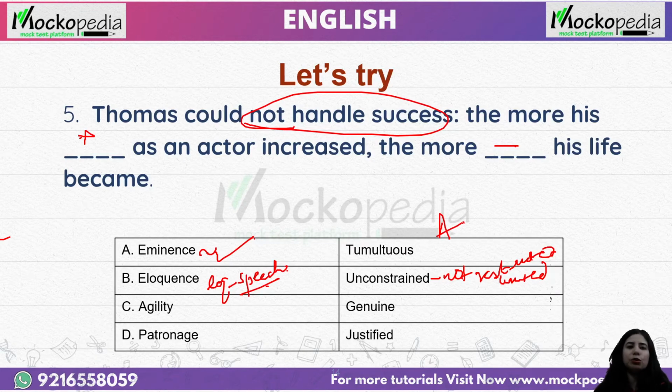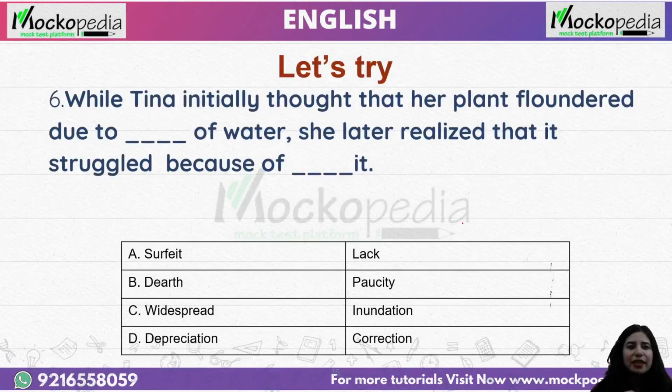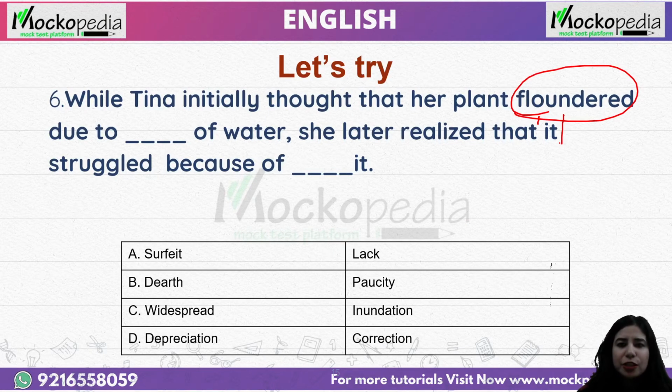I hope you are able to understand how we are tracing the sentences and reaching the right answer, right? So let's try the next one. Please try this. Just to tell you that floundered means failed, or they became rotten, or they got spoiled.